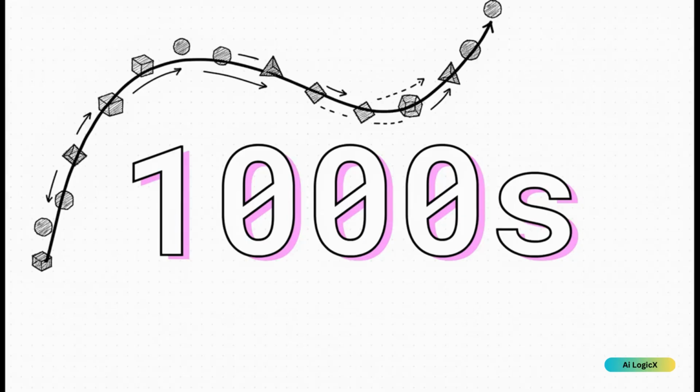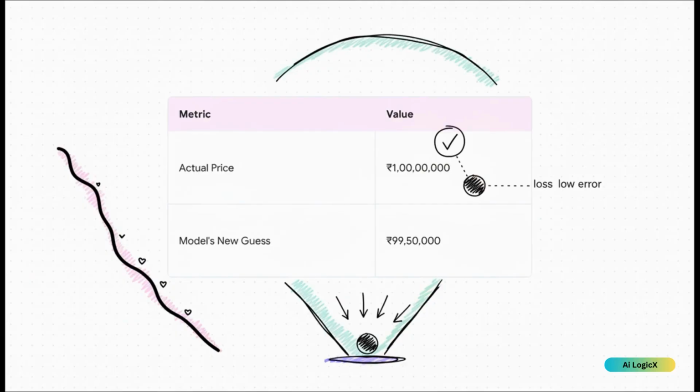So it takes a tiny step in that direction, adjusting its settings just a little bit, and then it does it again, and again, and again, thousands, sometimes millions of times. Each and every step is taking it further down into that valley of error. And check this out. Here's the result. After all those tiny steps, the model's new guess is incredibly close to the actual price. The error, that loss score, is now super low. It has successfully walked down the hill and found a spot right near the bottom of the valley.